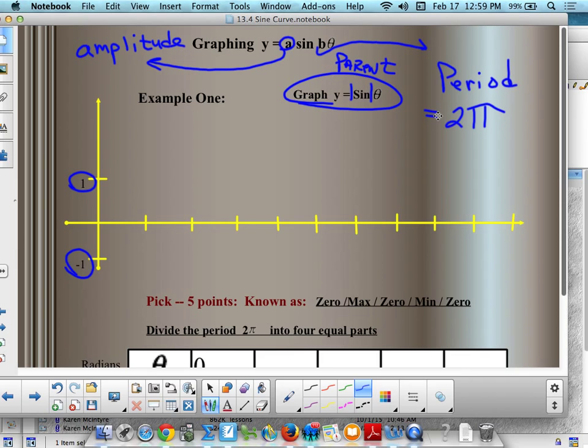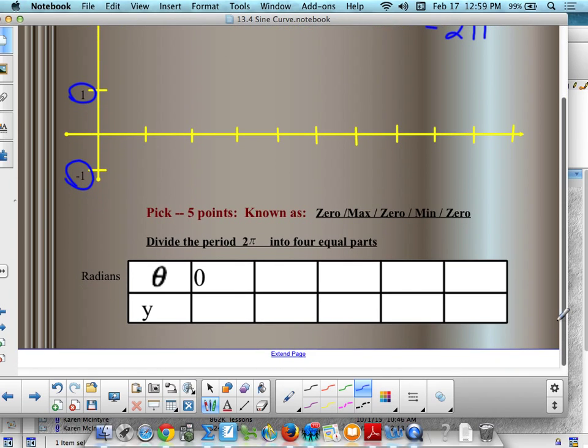Okay, now, here's what you don't know. When you graph, you need to make a table. And when you make a table, you start with 0 radians. But what you guys don't know is, what am I going to count by? I want to break it into 4 equal parts. So what you do is you pick 5 points. They're known as what? 0, max, 0, min, 0. Now, the max and the min, it's the amplitude. If the amplitude is 1, the highest you'll go is 1, the lowest you'll go is -1. So really when I say max and min, it's just whatever the amplitude was.